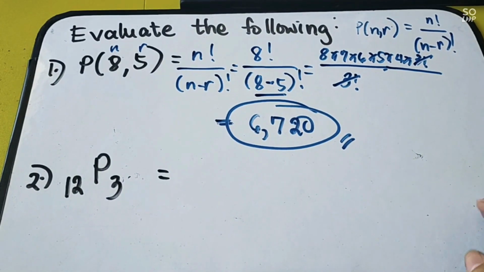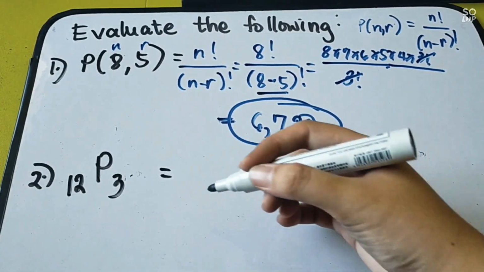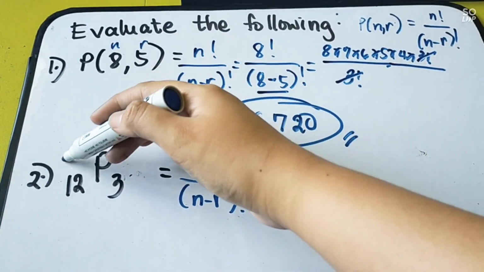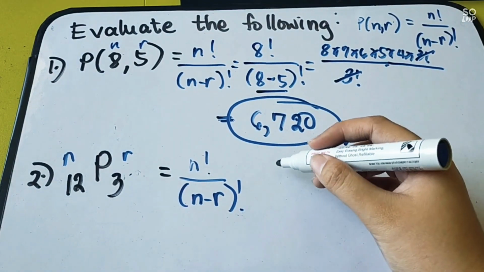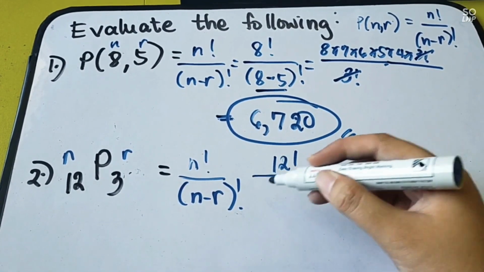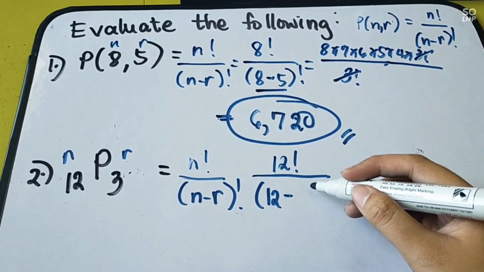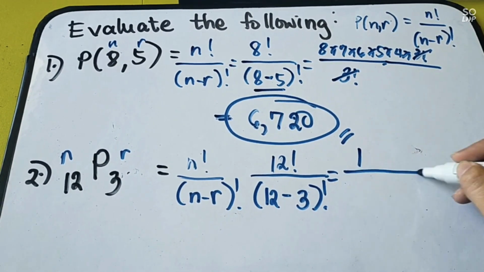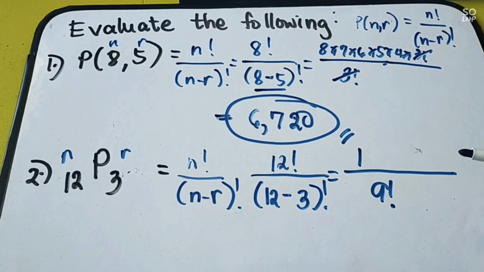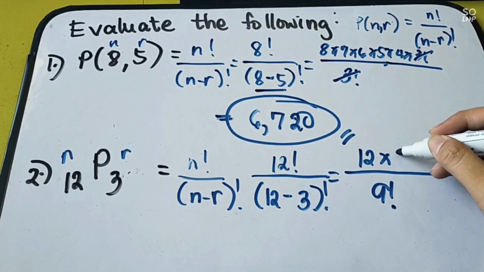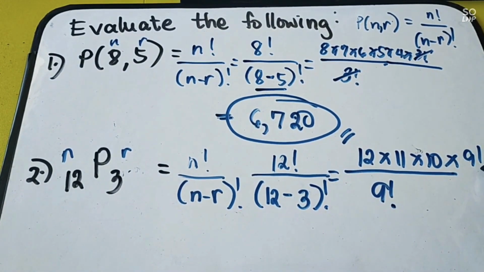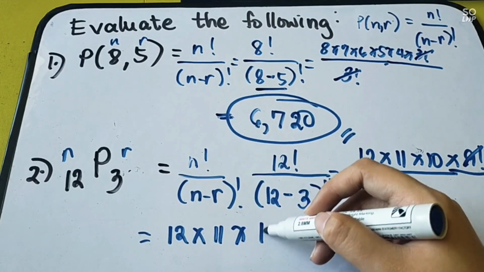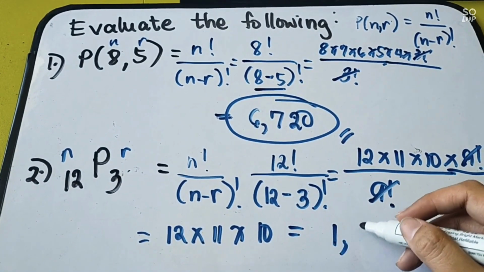Okay? Next, let us have number 2. 12 taken 3 at a time. Again, we have n factorial over n minus r factorial. This is your n, then this is your r. So, your n here is 12 factorial over 12 minus 3 factorial. Let us work on the denominator first. 12 minus 3, the answer is 9 factorial. So, stop right away at 9 factorial here. So, 12 times 11 times 10 times 9 factorial. Cancel 9 factorial. So, what remains is 12 times 11 times 10, which is equal to 1,320.